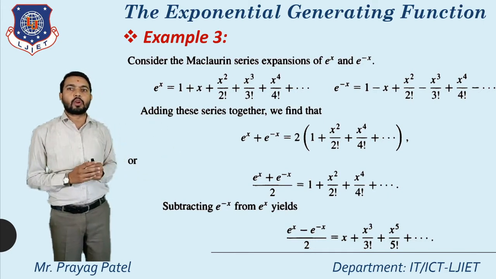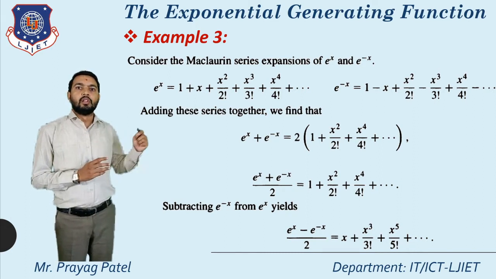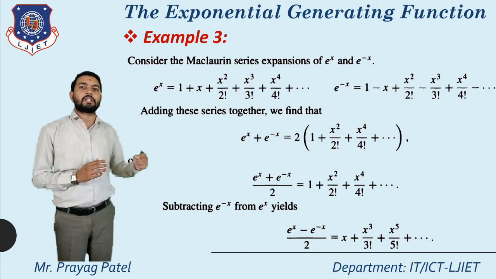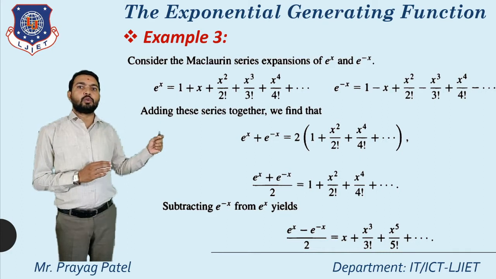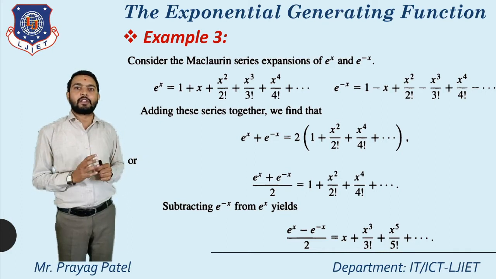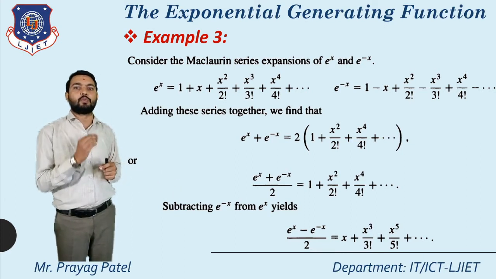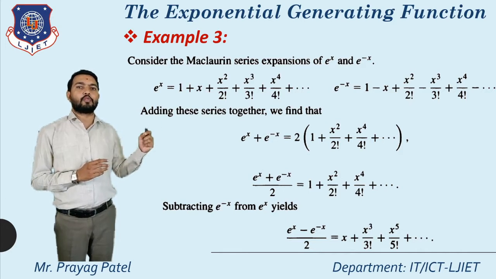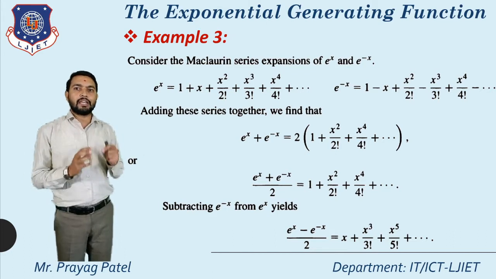Now if we add these two components, that means e raised to x plus e raised to minus x is equal to, we write the common form as 2 times 1 plus x square by 2 factorial plus x raised to 4 by 4 factorial plus x raised to 6 by 6 factorial like this. Or the second way is we transfer the 2 from the right side to the left side, then we consider the second equation as e raised to x plus e raised to minus x divided by 2 is equal to 1 plus x square by 2 factorial plus x raised to 4 by 4 factorial like this.